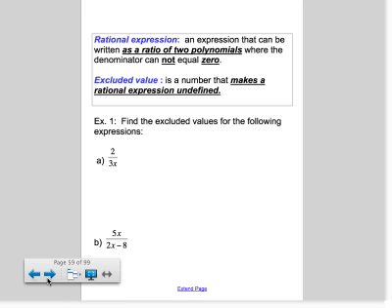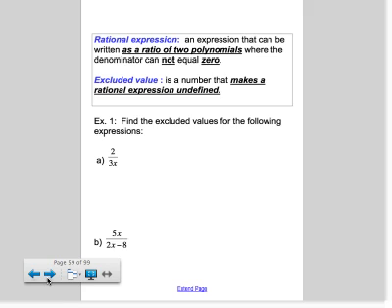So a rational expression is an expression that can be written as a ratio of two polynomials where the denominator cannot equal 0. We already know that. You take your calculator and try to divide something by 0, it's undefined. We already know that. An excluded value is a number that makes a rational expression undefined. In other words, when you're asked to identify excluded values, you're asking yourself, what makes the denominator 0?